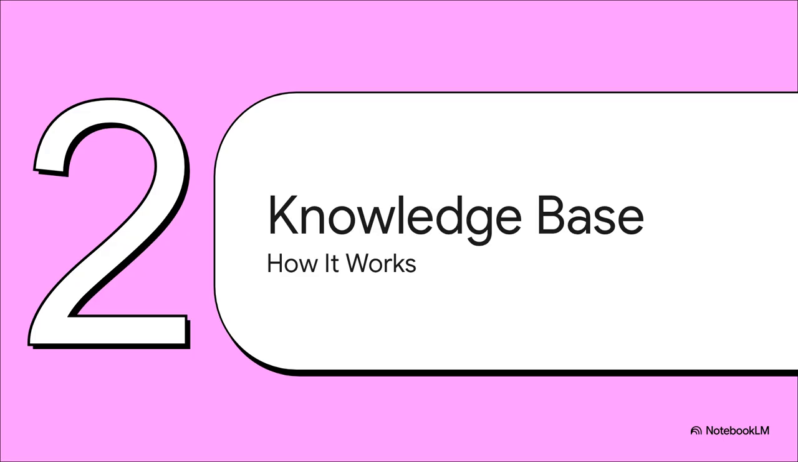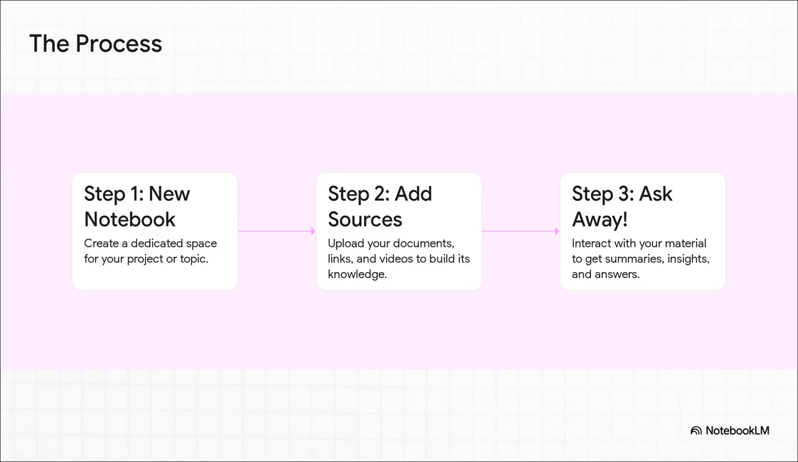Okay, so how do you actually build this personal AI expert? You're probably thinking it's complicated, but it's surprisingly straightforward. It's really just a simple three-step process. First, you create a notebook, which is basically a new workspace for your project. Second, you start feeding it your sources, all your documents and links. And third, you just start talking to it. You ask it questions and start interacting with your own information in a way that just wasn't possible before.